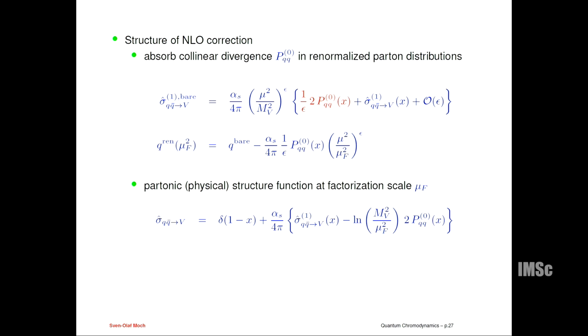cross-section at the factorization scale μf, and now we have a scale-dependent log proportional to the log of the gauge boson mass over the factorization scale, multiplying then 2 times the leading order splitting function and some finite quantity. And this is then the finite physical prediction for the Drell-Yan cross-section at next to leading order.